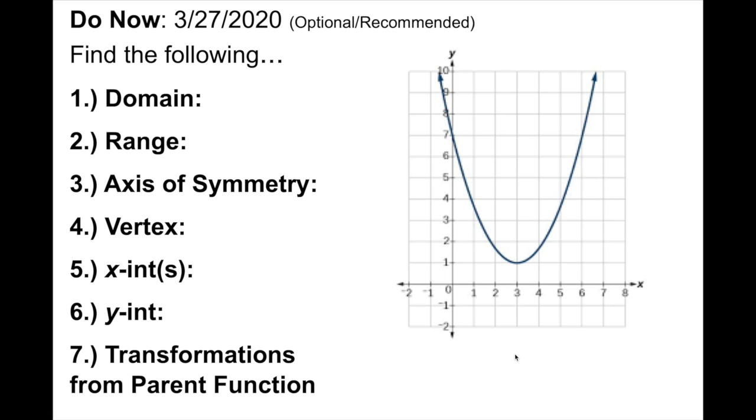All right, so here's what I want us to do. Go ahead and take a look at this graph. This is the graph of a parabola on the right. I want you to take a moment to see whether you can find these 7 items. Pause the video, and using the graph, find these 7 items. Then when you're ready, unpause, and I will show you how to find them.